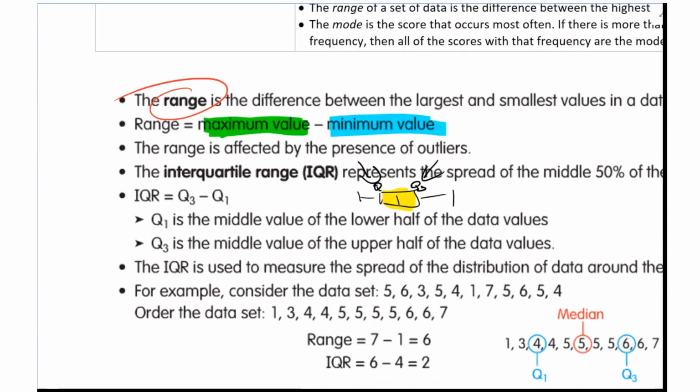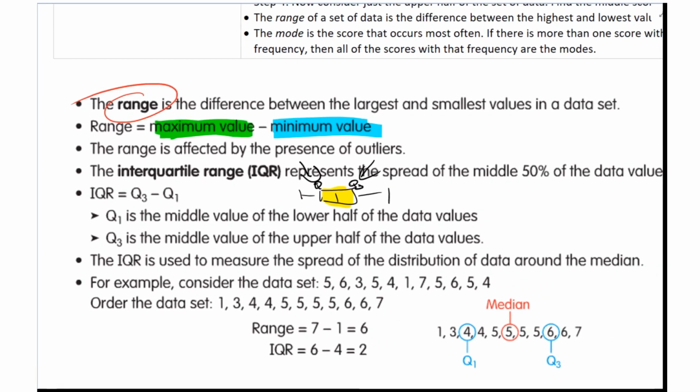Okay, so Q1 is the middle value of the lower half of the data values. Basically, it's the median from here to here. It's the middle number, so the median there. And Q3 is the middle number there. Q3 is the middle value of the upper half of the data values. So it's basically like getting the median between the actual median and the final value.